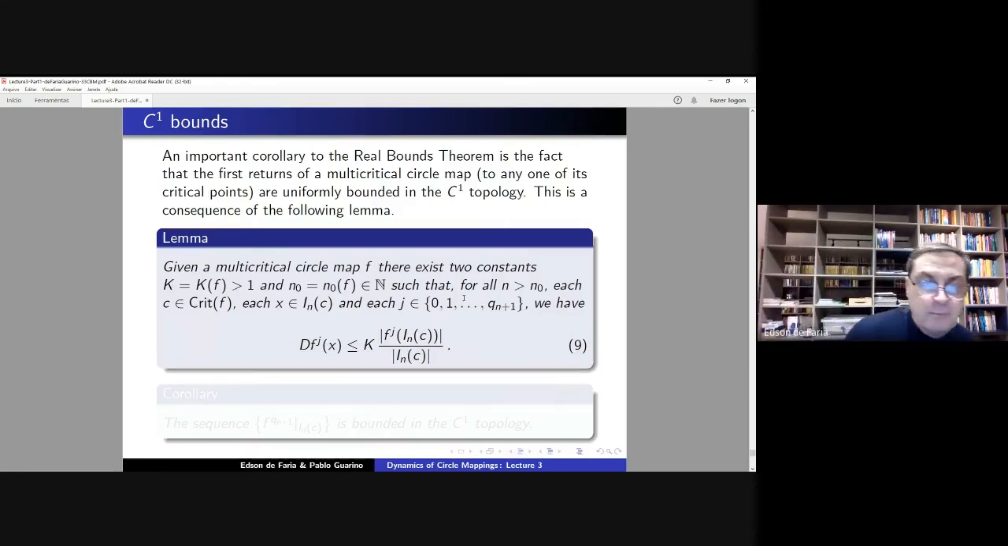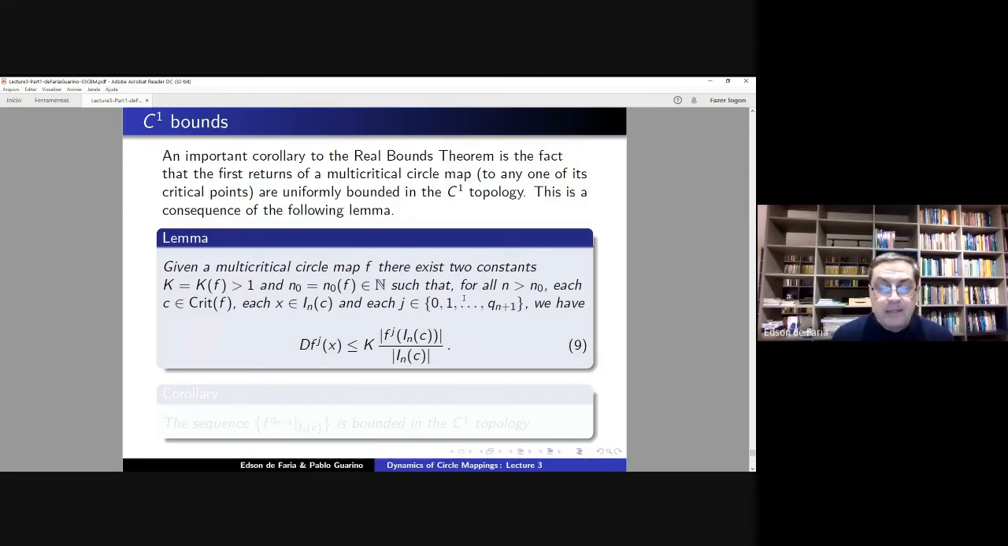Okay, so more precisely, what we have is the following. If you have a multi-critical circle map, then there's some constant, and there's some level n0, that both depend only on the map F, such that for every critical point of the map, if you look at any point x on I sub n of c, which is one of these return intervals, then if you iterate this point j times, the derivative of the iterate f upper j of x is bounded by the ratio of the intervals, the image divided by the domain.